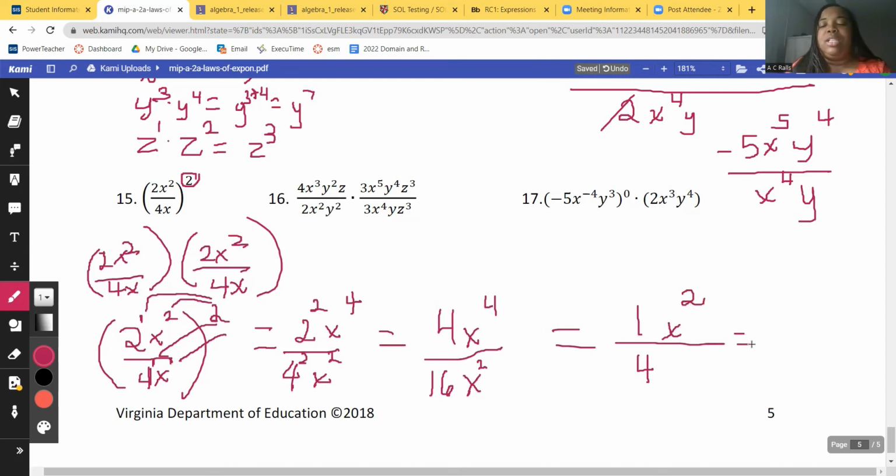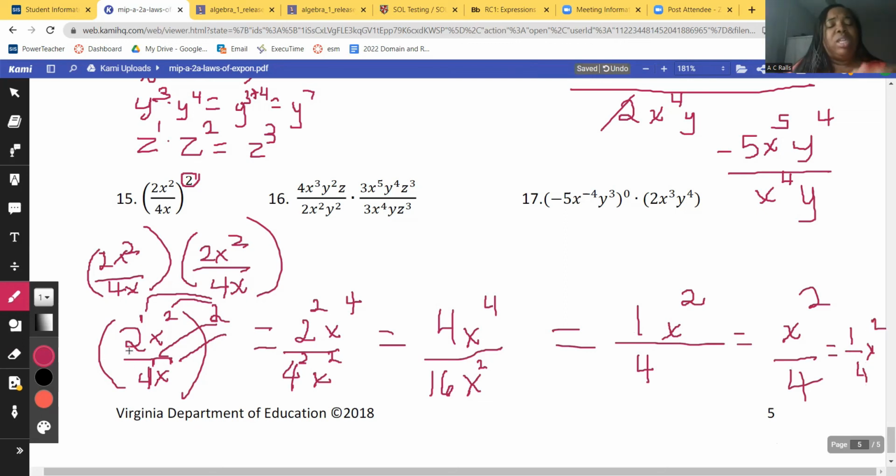The other way to write this would be 1 times x squared, which would just be x squared divided by 4. And sometimes you might see it as 1/4 x squared. Just depends on how they want to do it, but you want to be mindful and get in the habit of being able to see it in those different ways.